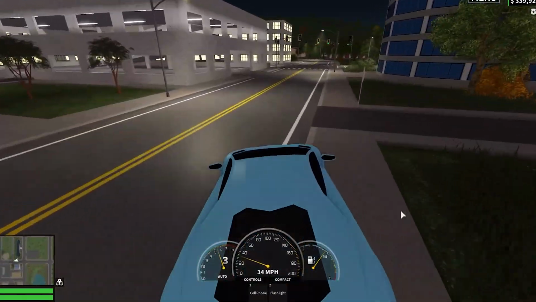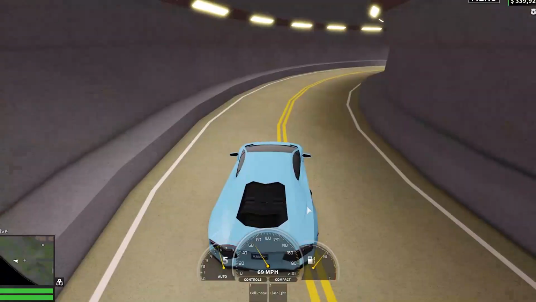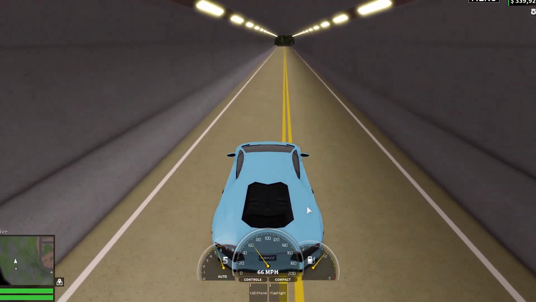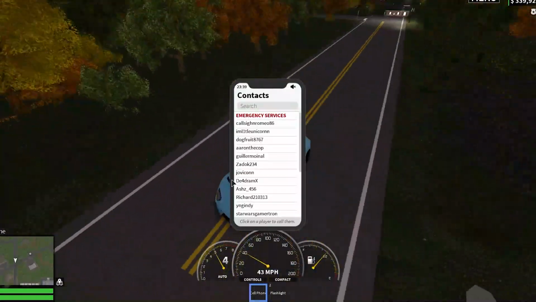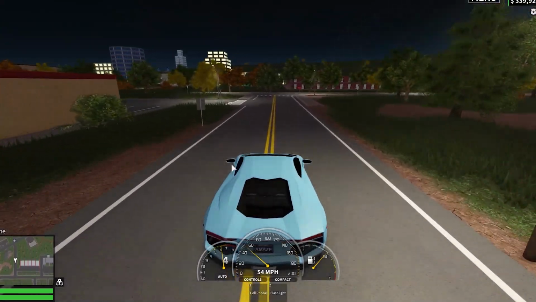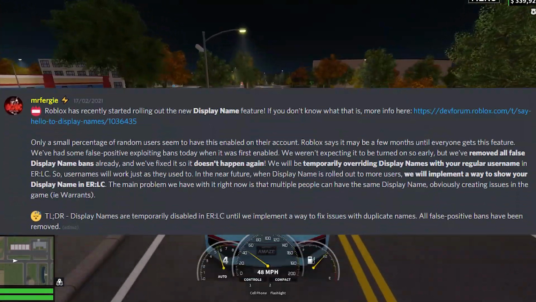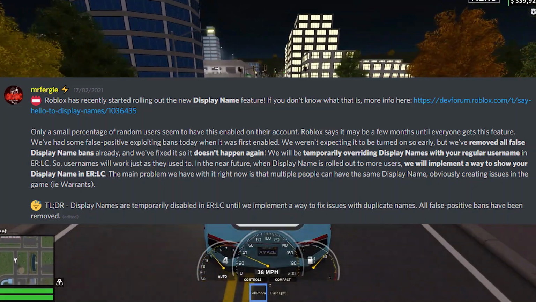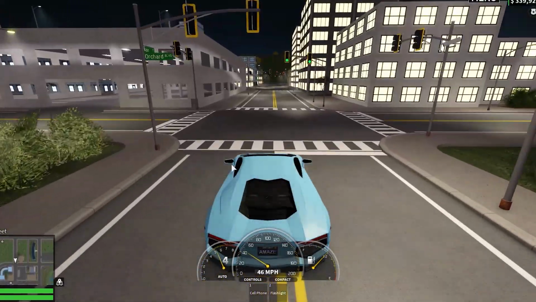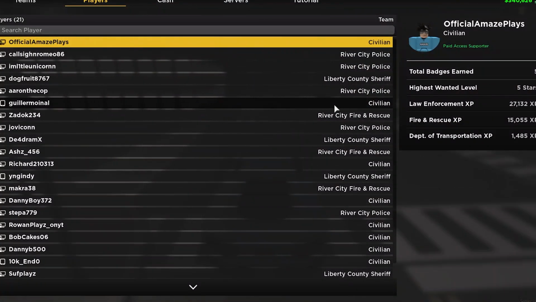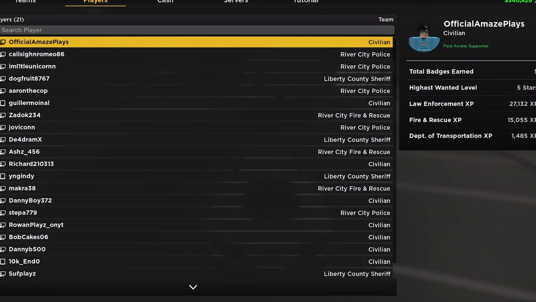Okay, so when display names were first released, there were a lot of fakes going around, and now it has been released to the UK, which is where I live. So when they were released, ERLC or PRC, or actually Mr. Fergie, did an announcement on the Discord server saying that display names have been disabled in ERLC. Now I'm not really sure how they did that in such a quick amount of time, but as you can see, my username on here is official AmazePlays and not AmazePlays, and I think this is for many reasons.